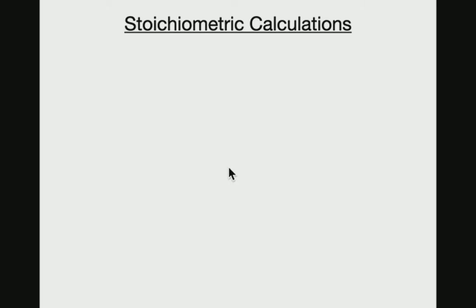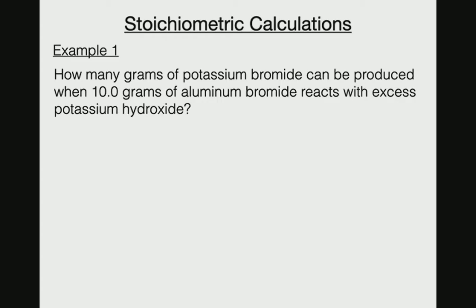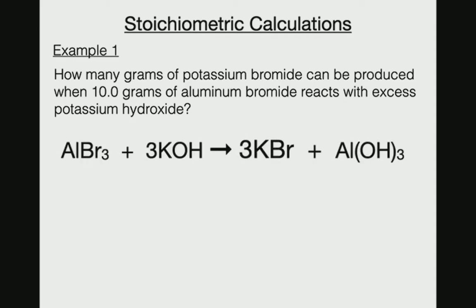Stoichiometric calculation. So we're going to go through a series of example problems and walk you through each one of them. First one: how many grams of potassium bromide can be produced when 10 grams of aluminum bromide react with excess potassium hydroxide? Now to do any stoichiometric calculation, you're going to need a balanced chemical equation. So this is the chemical equation for that reaction. And what we're going to do is summarize the word problem using the balanced chemical equation.